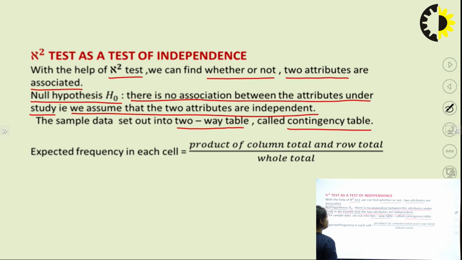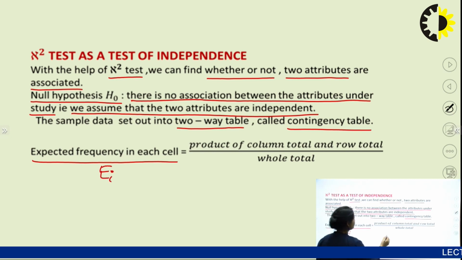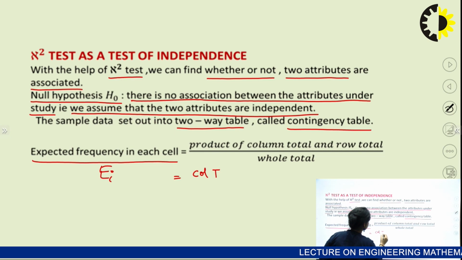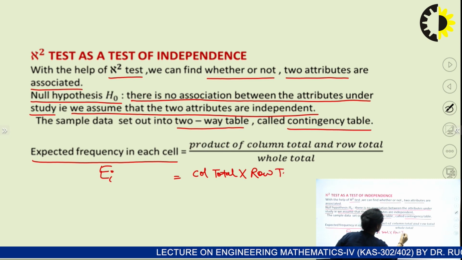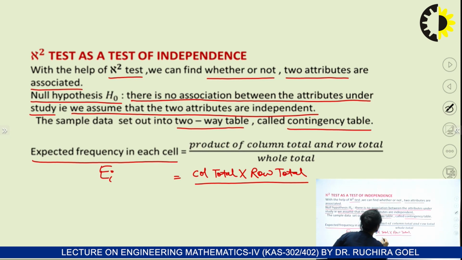So to make that contingency table, first of all we will require the expected frequency in each cell. To calculate E_i of each cell, we will write down the product of column total with row total divided by grand total.